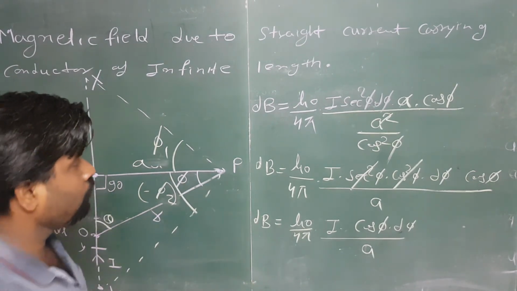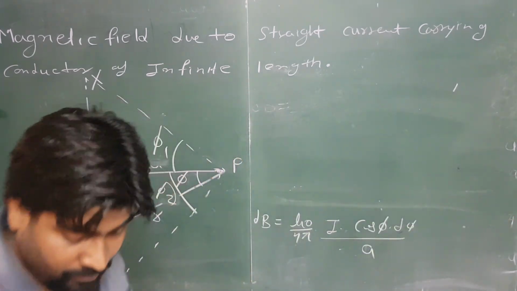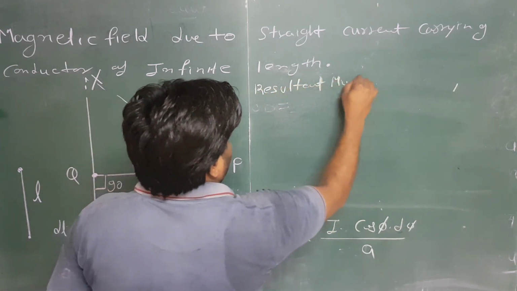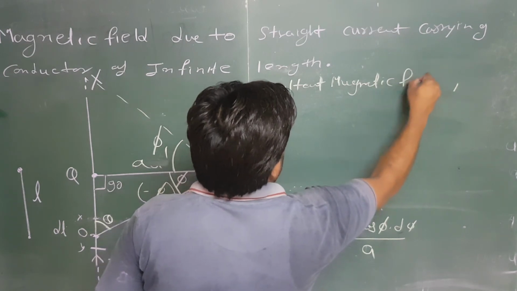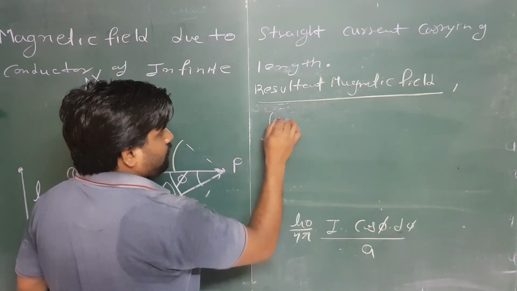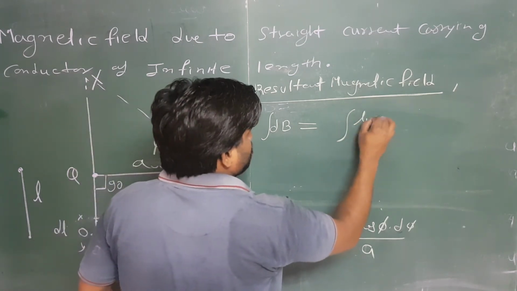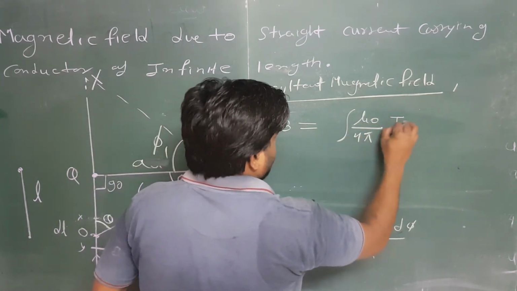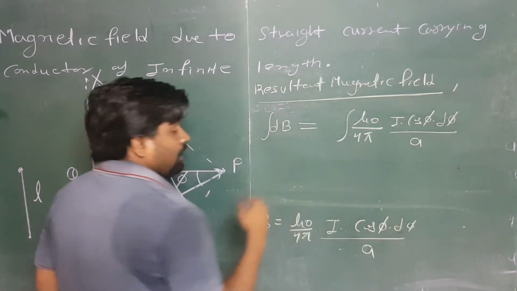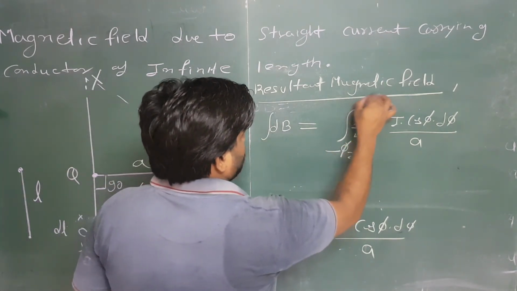So that's why I have to take the integration to find the resultant magnetic field. Then after this, you have to do the integration. Write it simultaneously. This is my resultant magnetic field. Integration of dB is equal to the integration of mu 0 by 4 pi I dot cos phi d phi by a, and I told you the integration is from minus pi by 2 to plus pi by 2, because this is the limit basis of the angle.